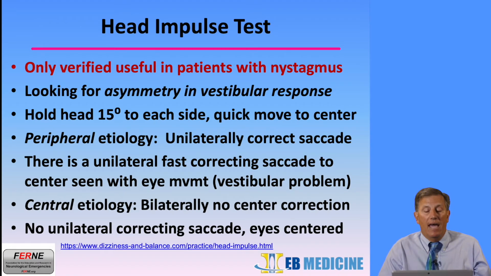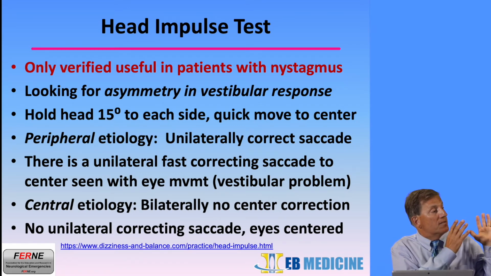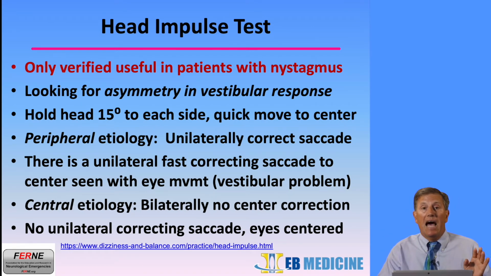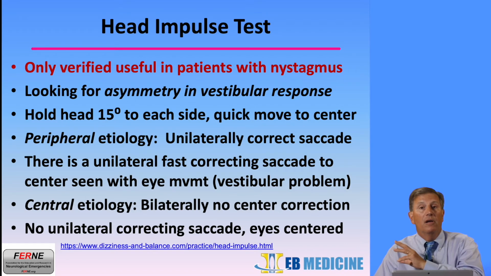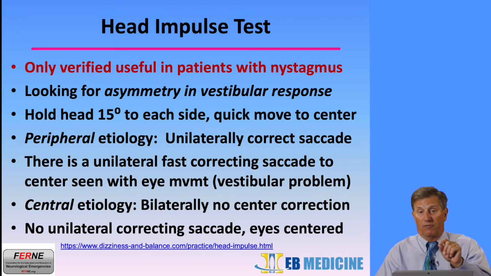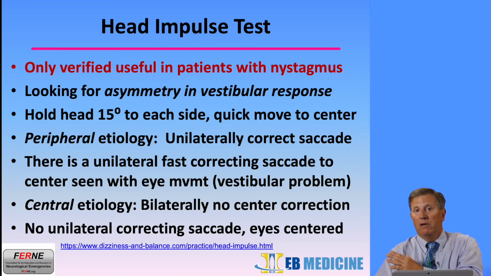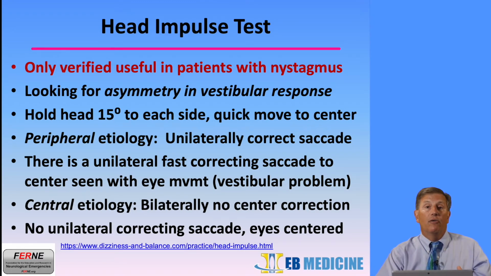What would suggest a central etiology? If when you move the head from the side centrally, from both sides, there is no corrective saccade on one side or the other, this suggests that there is no peripheral or labyrinthine abnormality and that the problem could be a central problem. So again, if there's no unilateral correcting saccade on one side or the other, then you must consider a possible posterior stroke.